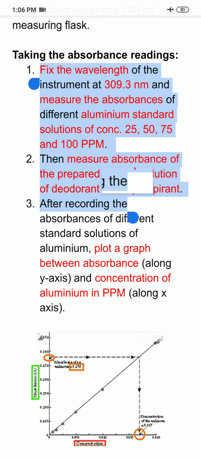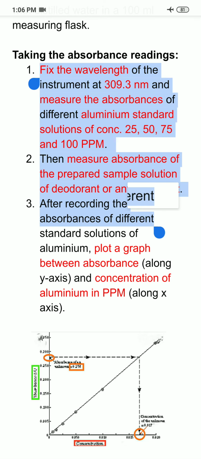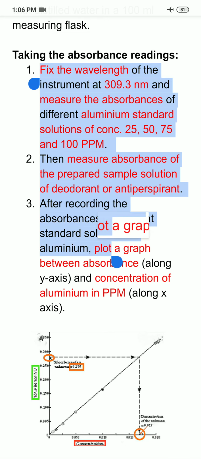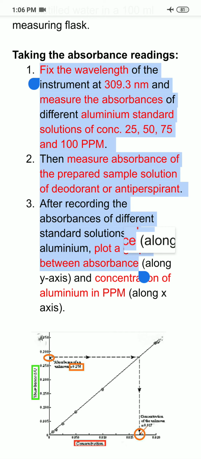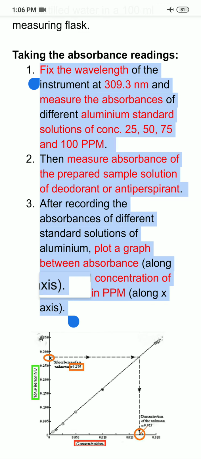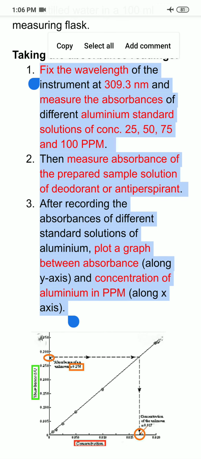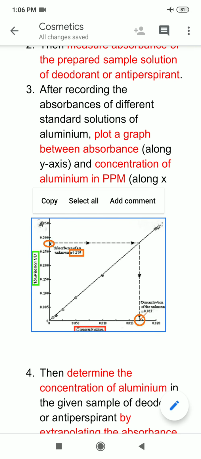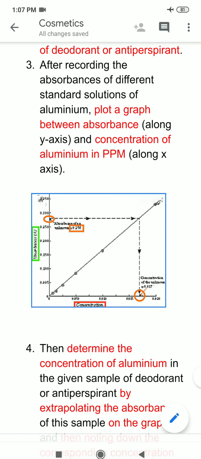Now after recording the absorbances of solutions of different concentrations as well as the unknown, you need to plot a graph between absorbance and concentration. Now please keep in mind that in this case you will take absorbance along the y-axis and concentration along the x-axis. So this is one graph that I have taken for the purpose of explaining, or to make it more clear to you.